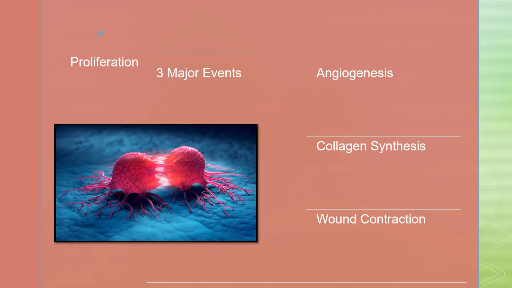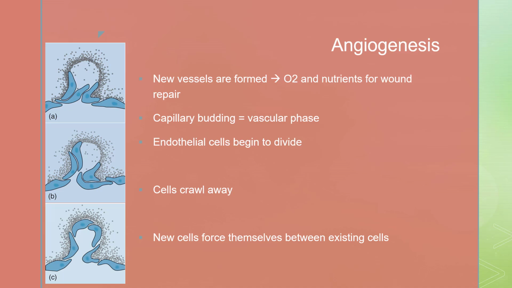For proliferation, we have three major events: angiogenesis, the growth of new blood vessels; collagen synthesis, also known as collagenization; and wound contraction, the drawing together of the wound edges. In angiogenesis, there is a transient phase during which new blood vessels are formed, and they later disappear. Capillary budding is the primary mechanism of the vascular phase.